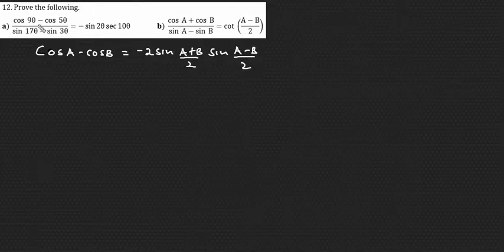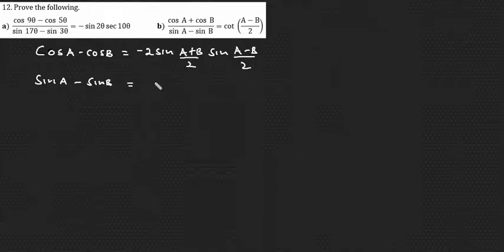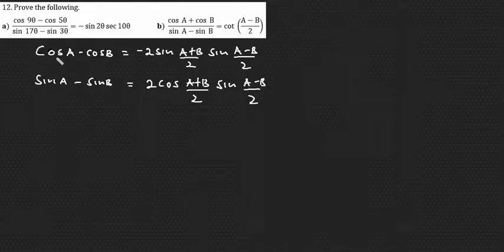So we are going to use this in the numerator. Also sin A minus sin B, here we get 2 cos, then A plus B over 2, and then sin A minus B over 2. This is the formula. So cos minus cos is this, then sin minus sin, we get that. Now let us see how we can apply this factor formula to work on the numerator.